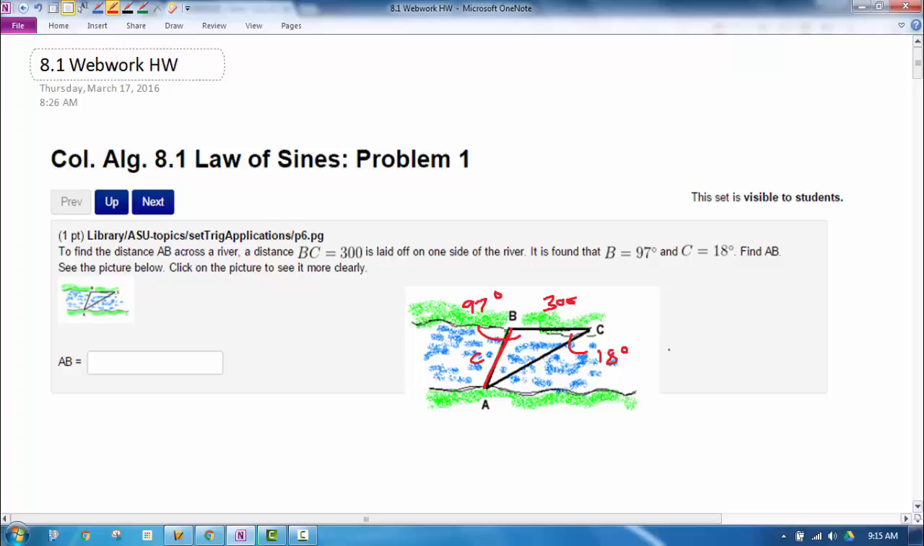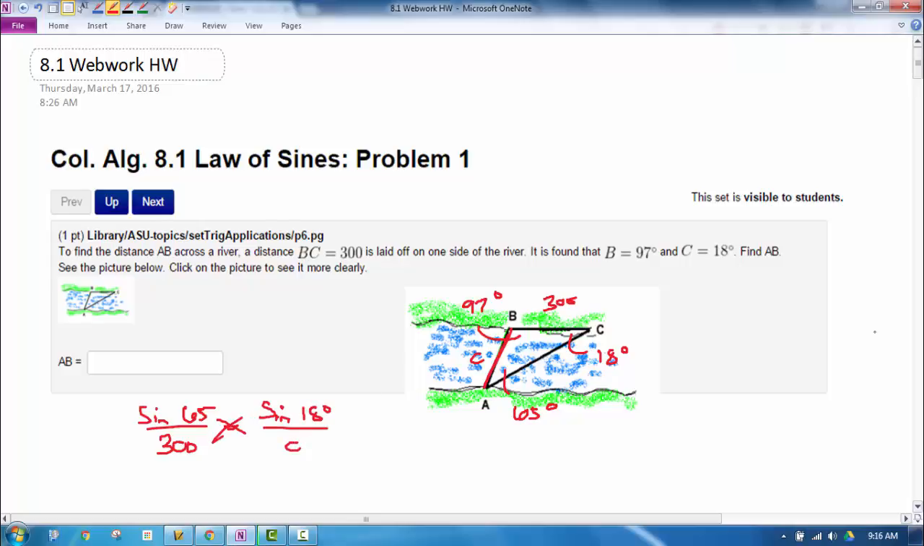So we're going to use the law of sines for that. I'm going to find this other angle by taking 180 and subtracting these other two. So this is 65 degrees. Now I'm going to use the law of sines. So the sine of 65 over its opposite side, 300, is equal to the sine of 18 degrees over its opposite side, c.